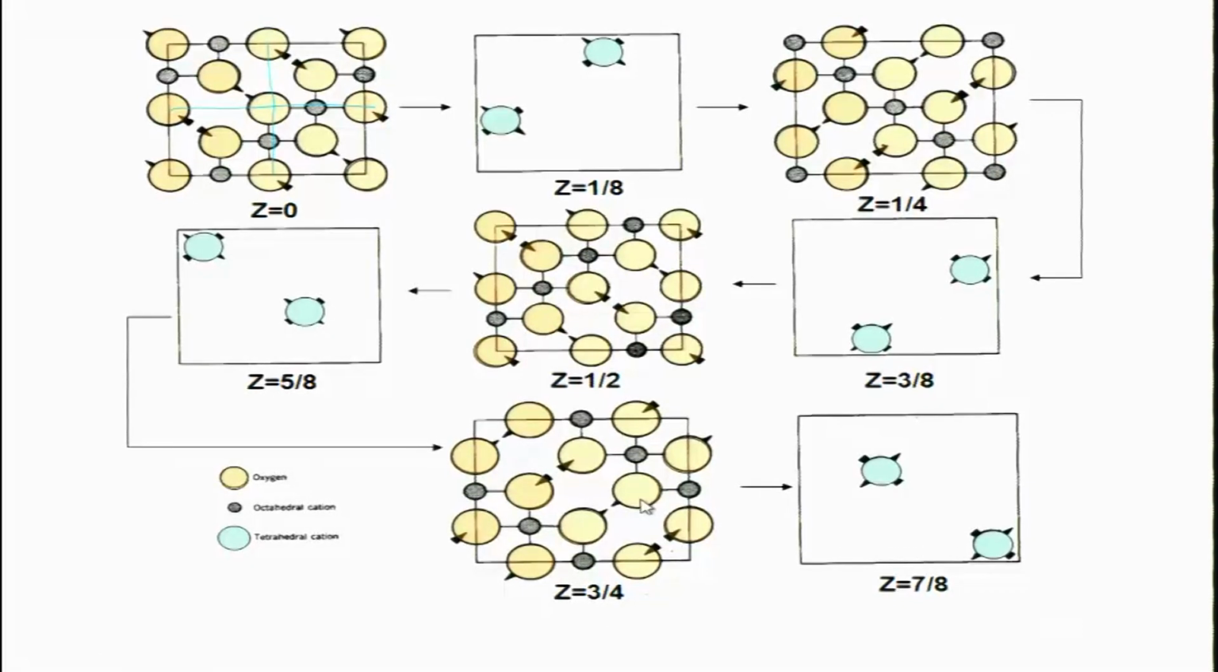This row is empty, this row is filled, this row is filled, this row is empty, this row is empty. Alternate filling of rows. Finally, you come to Z is equal to 7 by 8, where you have filled 2 tetrahedral interstices. Now you can see that these are shifted with respect to what you have at Z is equal to 5 by 8. So these are shifted to the next available corner. Then at Z is equal to 1, you will have the arrangement which is same as Z is equal to 0. So this is how you arrange cations and anions, cations in a periodic arrangement in 8 FCC unit cells.